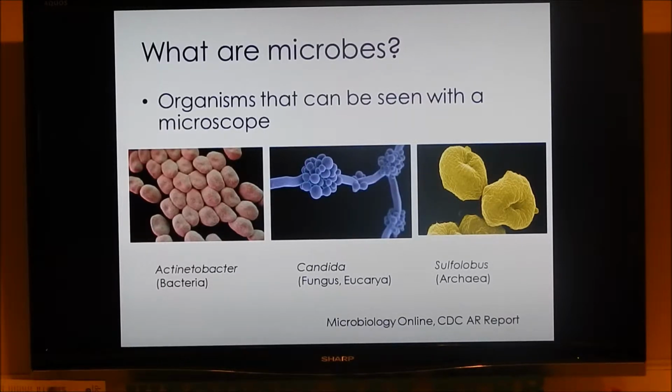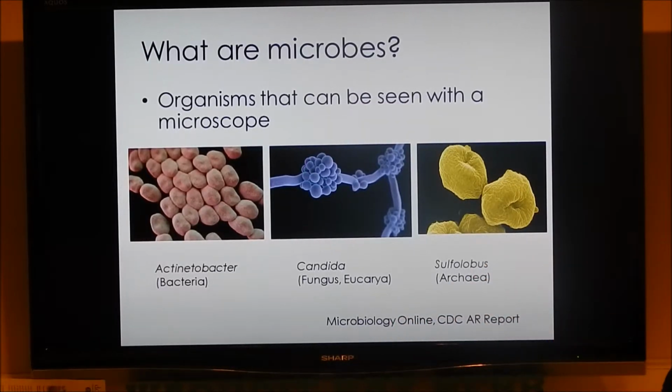And these are just pictures that I pulled of different types of microbes. These are under microscope magnification, so they're obviously not this big if we're actually able to look at them, or this color for that matter. So these are just 3 different ones and different groups. So the one on the left is bacteria. This one's a type of fungus, and this is an archaea, which we're going to talk about here.